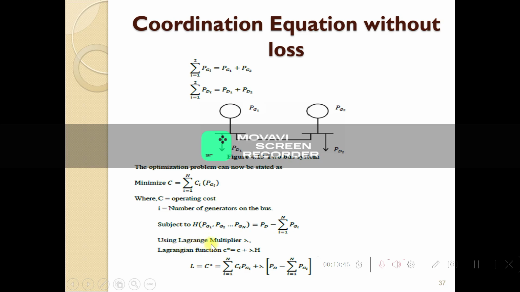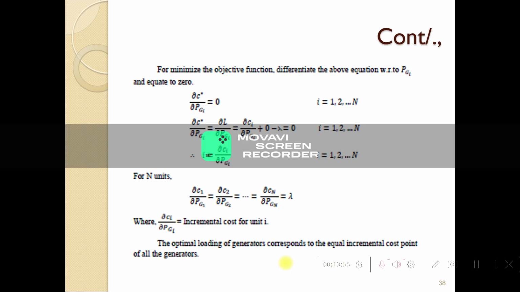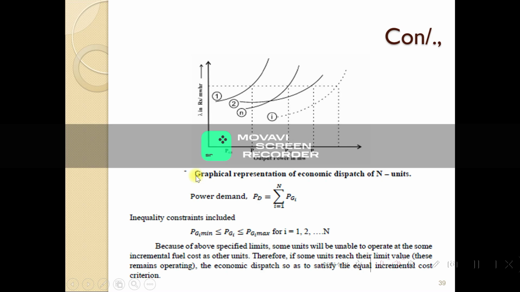So using the Lagrange multiplier function, the lambda value, find this function. So this is the demand and the generating capacities we mainly consider. For minimization of the objective function, differentiate the above equation with respect to Pgi and equate to 0. So, the graphical representation of economic dispatch.